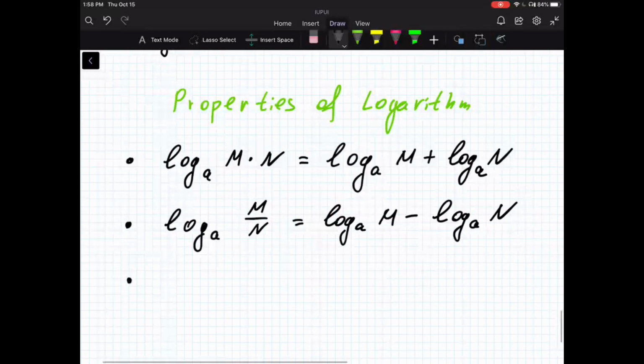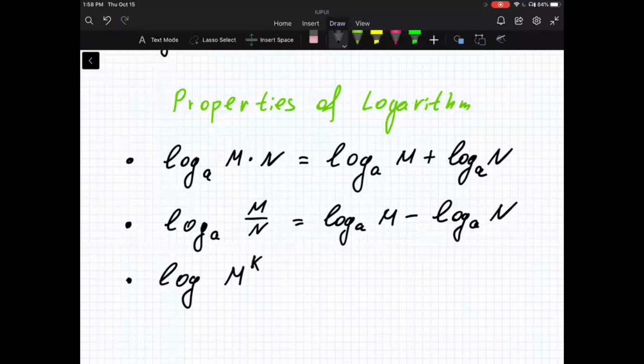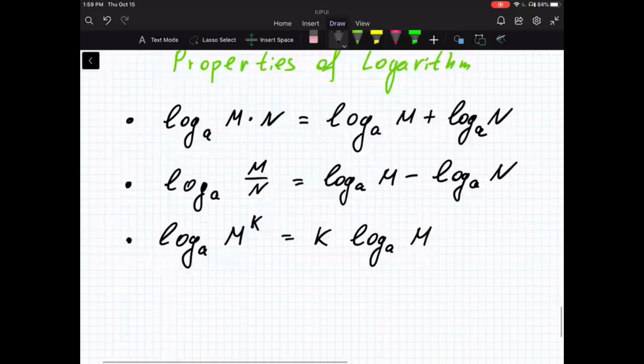And the third property is this: the logarithm of m to some power k with base a is equal to k times the logarithm of m with base a. So the last says that you can put the power in front of the logarithm. And in fact, you can prove the second one using the third one and the first one. But let's prove, say, the first one.